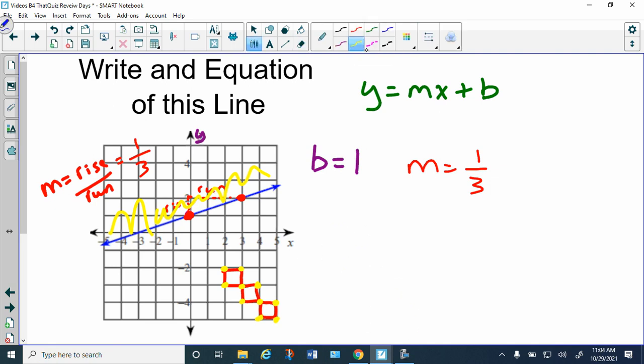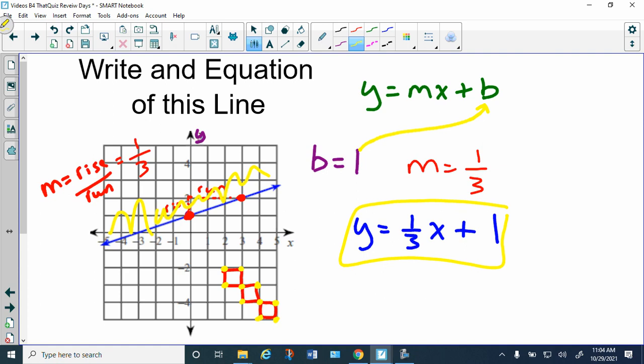All right, so I'm going to put it all together. And we've got y equals 1/3 x plus 1. This is the name of this line. And once again, once we found the y-intercept, we just plugged it into there. And once we found the slope, we plugged it into there. All right, so make sure that you've got that down.